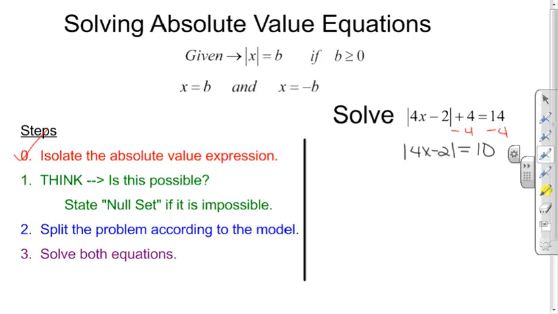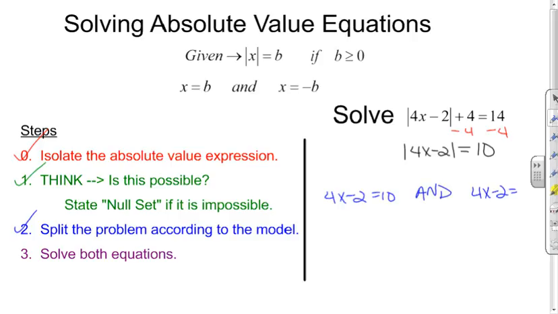And then I'm going to say to myself, think, is this possible? Well, what I'm looking at here says the distance of 4x minus 2 to 0 is 10. It's completely possible. Some number I don't know can be 10 away from 0. So then I'm going to split it according to the model here, which says that 4x minus 2 has to be 10, and 4x minus 2 would have to be negative 10, because these are the two numbers that are 10 away from 0. So 4x minus 2 would have to be one of those numbers.